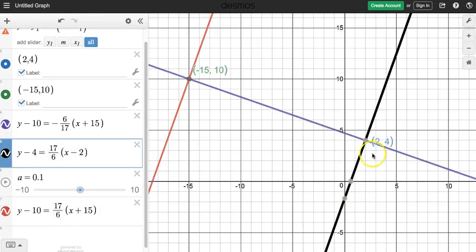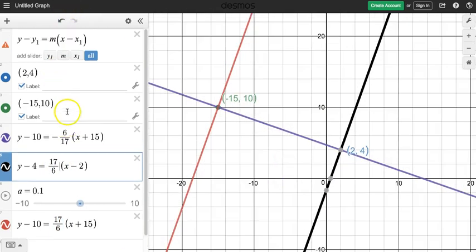All right, that's it, friends. There you go. That is point slope form in a nutshell. How you take 2 coordinate points and how you can bullseye them with point slope.